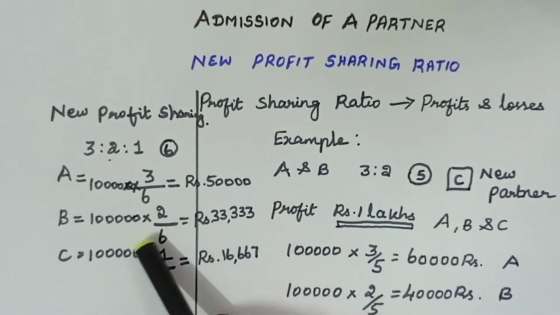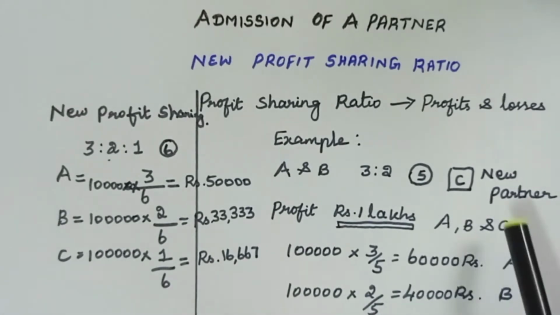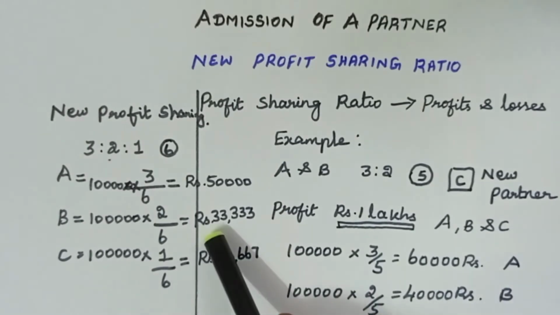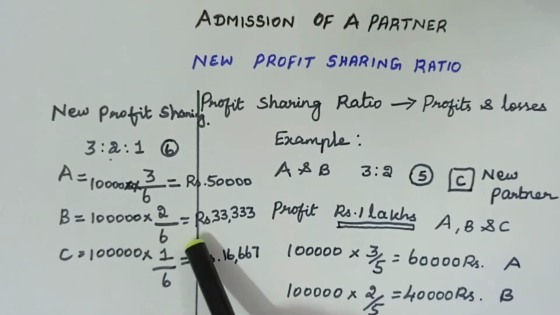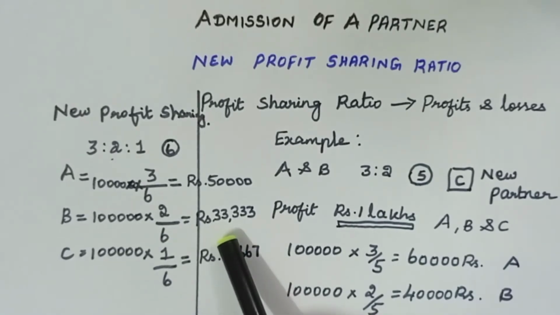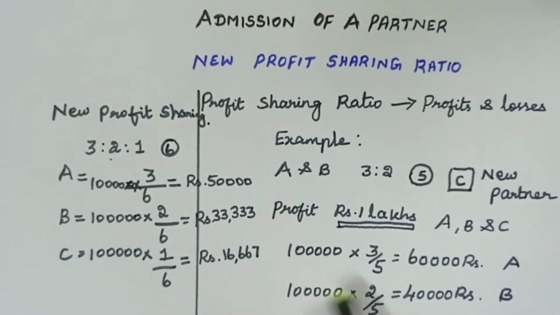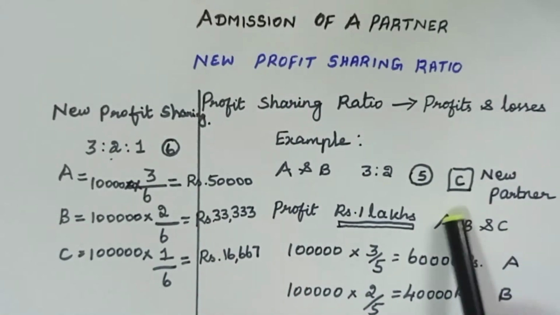Now, look at the profit share of partner B. The share of profit of partner B before admission of new partner is 40,000. After the admission of new partner C, the share of profit of partner B is 33,333. Here also the profit reduces because of the admission of new partner.